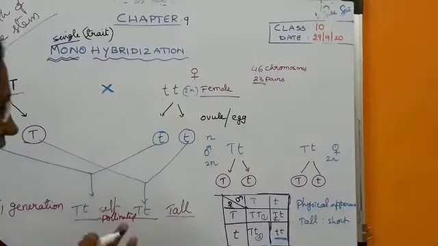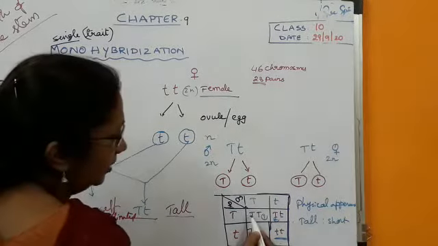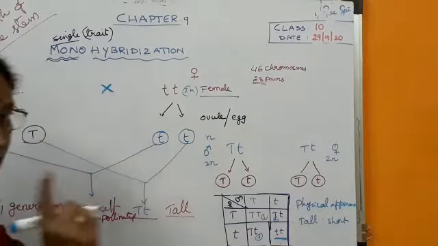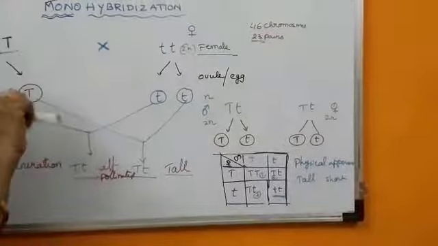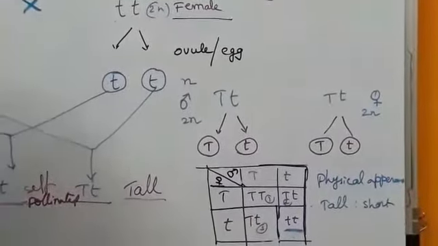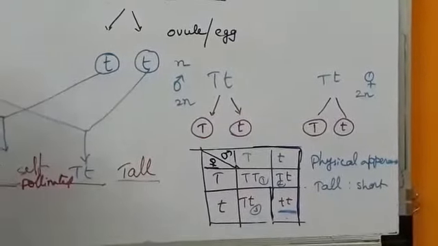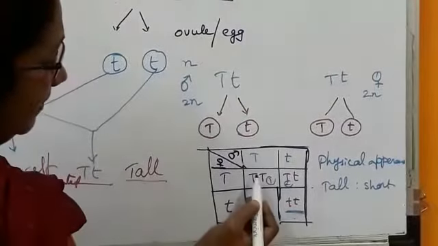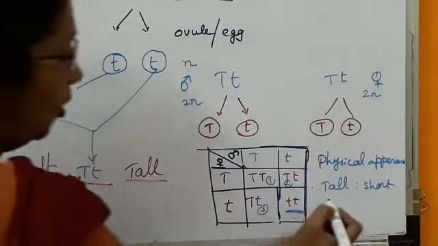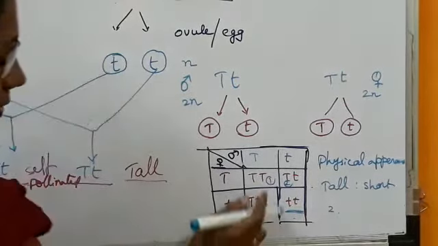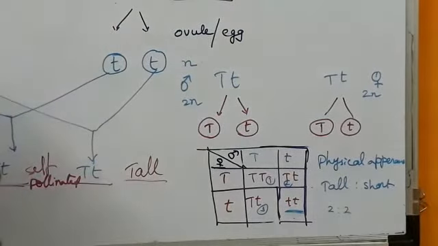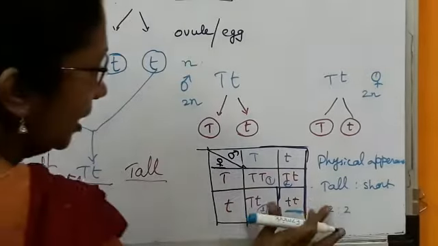Am I clear? Next. So here how many tall plants are there? 3 tall plants and only 1 dwarf plant. Now if you remember, homozygous and heterozygous I explained. Can you tell me what is homozygous? How many homozygous and how many heterozygous are there? Homozygous means same factors should be there. These two and these two are same. So 2 are homozygous and 2 are heterozygous. 2:2. This is homozygous and heterozygous I am talking about.